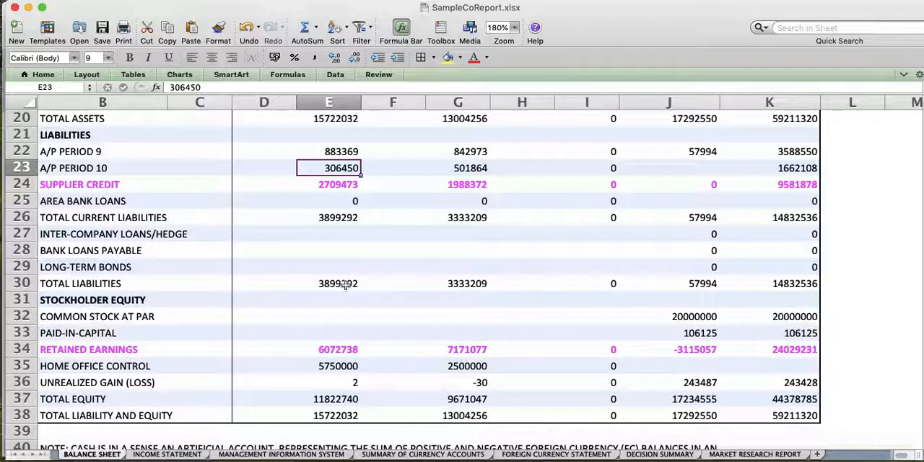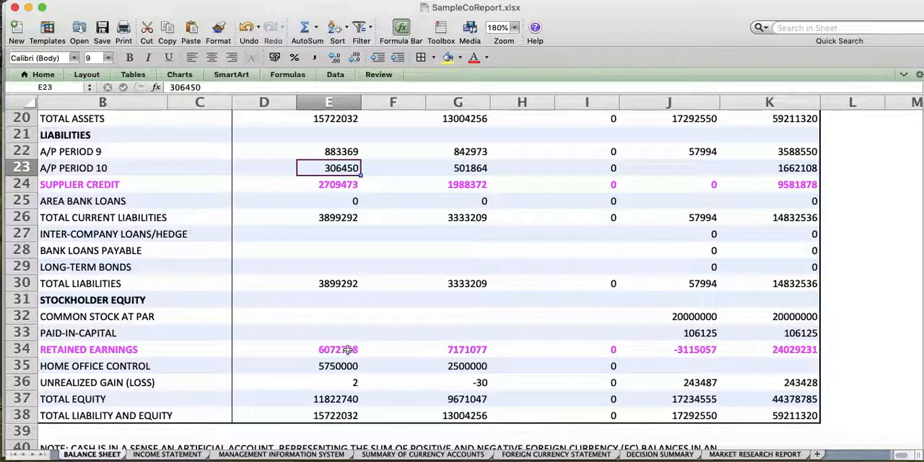Total liability is of course the sum of all liabilities, current and fixed. Then comes the stockholders' equity. The first two lines are of concern to the headquarters again, the common stock and the paid-in capital. We will come back to this later in another tutorial.